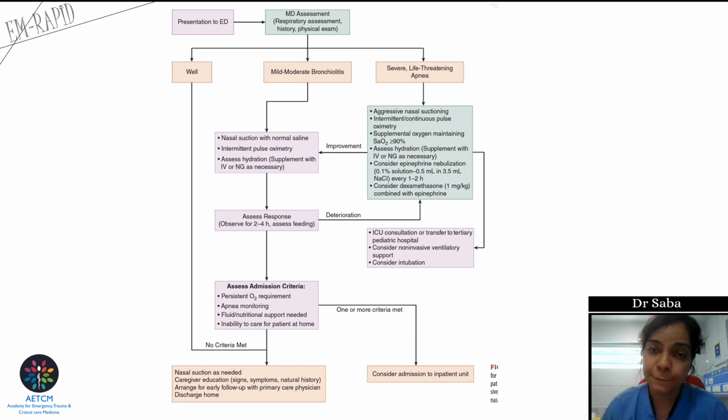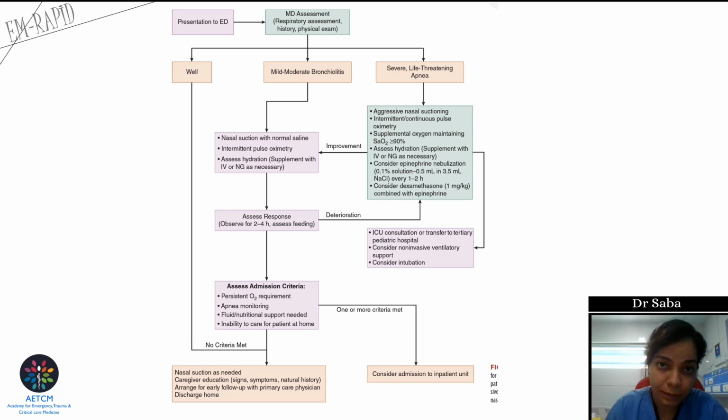Now, let's just say if our examination hints towards mild to moderate bronchiolitis, we go straight with nasal suctioning with normal saline, which is always going to be the mainstay treatment in order to clear the nasal passages. Then we check the saturation via pulse oximetry in order to rule out hypoxia, a parameter that can worsen if the child is landing in severe bronchiolitis.